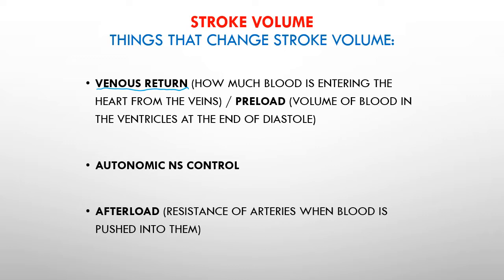What we call preload is the amount of blood in the ventricles at the end of diastole, so at filling. So if we had our ventricle here, say, and we started out after systole with a certain amount of blood in the heart itself, and then after we filled it during diastole, how much blood is there? What's our preload? How much did we actually, in a sense, kind of stretch the heart out? How much did we add to the volume inside that ventricle itself?